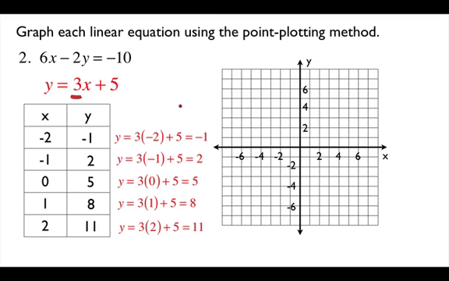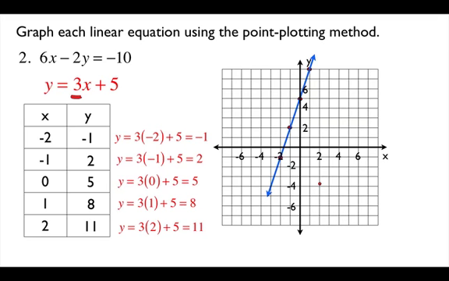You cannot apply it all the time, but on some of the problems you can. Okay, so now that we have the ordered pairs, we're going to plot the points. Here's -2, -1. Here's -1, 2, 0, 5, 1, 8, 2, 11. I don't have room in my graph, so I don't graph it. So I just work with what I have. Draw my line, and this is the answer to number 2.